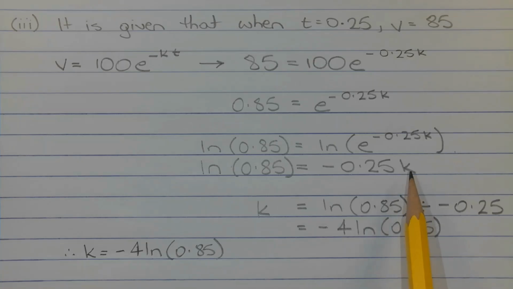So to isolate k, we divide both sides of the equation by negative 0.25. So we get k is equal to ln of 0.85 divided by negative 0.25, and that's equivalent to multiplying ln of 0.85 by negative 4. So k is equal to negative 4 times ln of 0.85. And I've expressed this answer here. Therefore, k equals negative 4 times ln of 0.85.